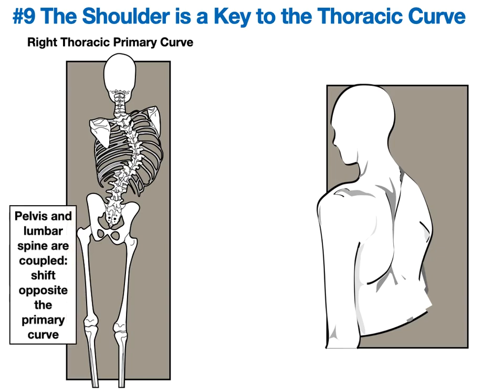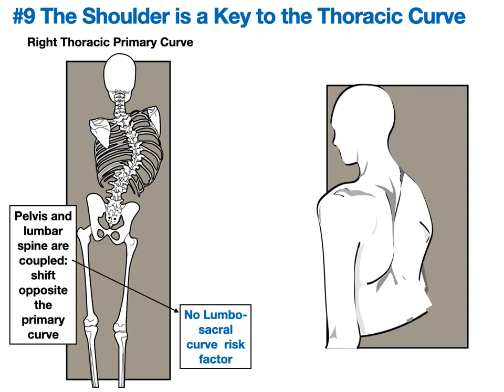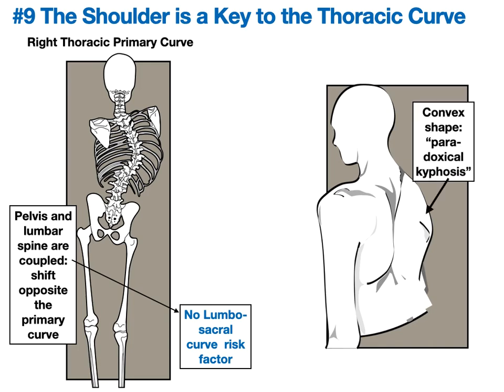The pelvis and lumbar spine are coupled and shift opposite the thoracic curve. Since there is no differentiation between the lumbar curve and the pelvis, there is no lumbosacral curve risk factor in this curve type. The convex and concave shape of the rib cage cause a paradoxical kyphosis on the convex side, when in reality this curve type is considered a lordoscoliosis.